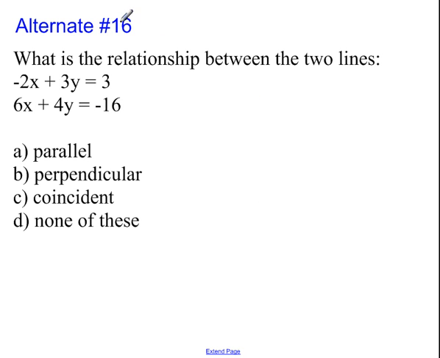Alright, our alternate, number 16 here. This is what they're actually going to ask you to do on our real test. So what we need to do here is we need to solve both of these for y. We need to turn them into y equals. We're going to add or subtract the x and divide by the number in front. I'm just going to do that real fast for you because I can.